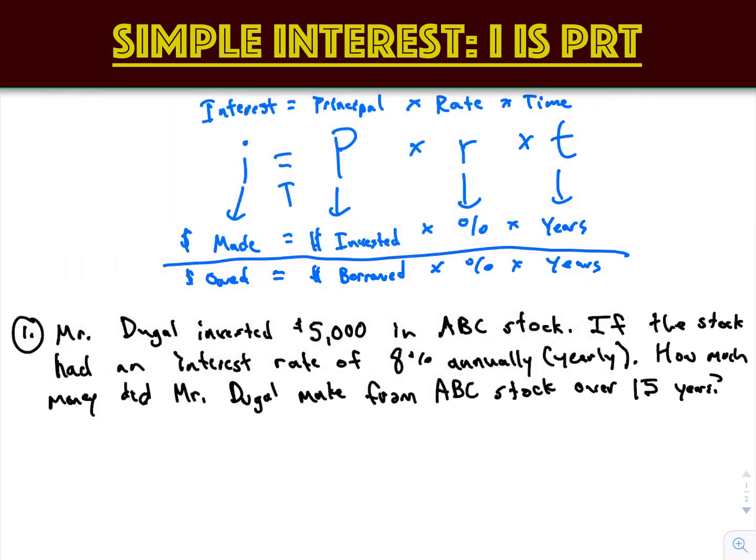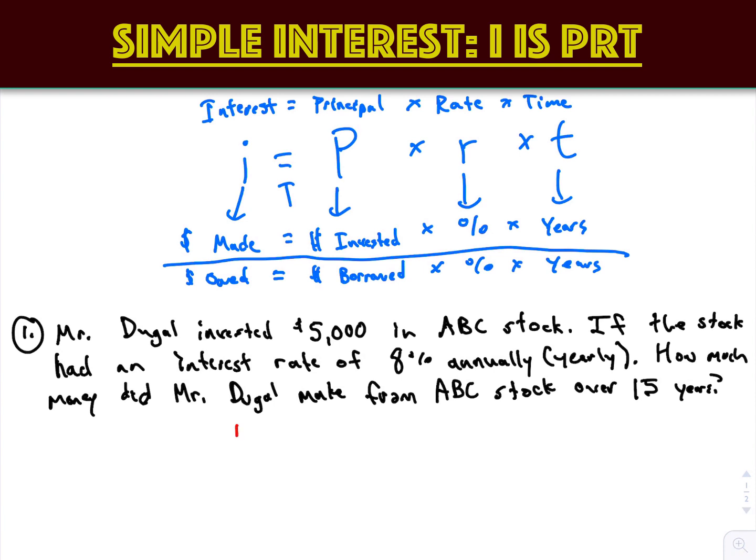All right, below we have our first question. And it states that Mr. Dugal invested $5,000 in ABC stock. If the stock had an interest rate of 8% annually, annually is a word that you'll see a lot when it comes to interest, and annually just means yearly. How much money did Mr. Dugal make from ABC stock over 15 years?